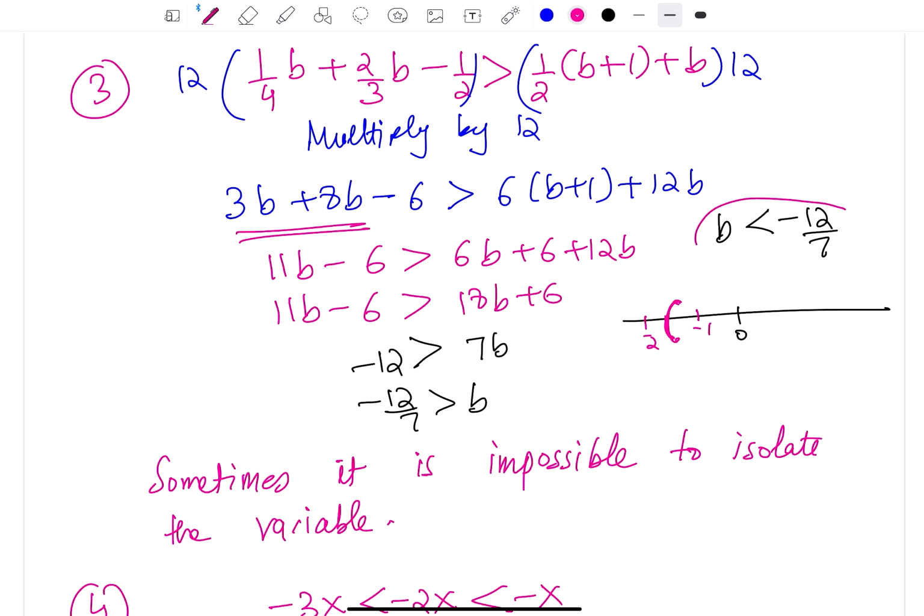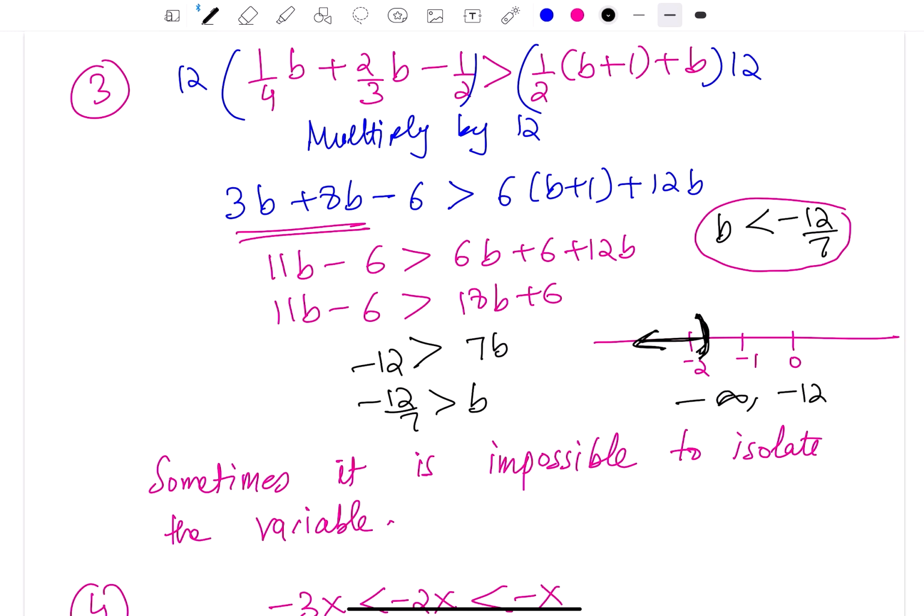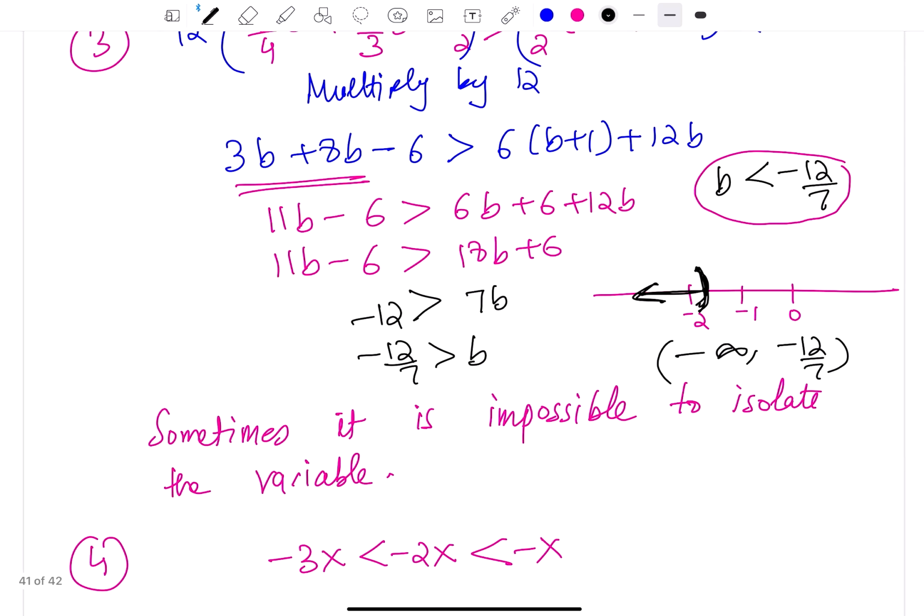My solutions are b less than negative 12 over 7. So I have to mark it the other way. All the values less than negative 12 over 7, which will be here. So all the values to the left of negative 12 over 7 will be my solution. And to write it in interval notation, I would be using parentheses in this case, no brackets: negative infinity to negative 12 over 7 with parentheses.